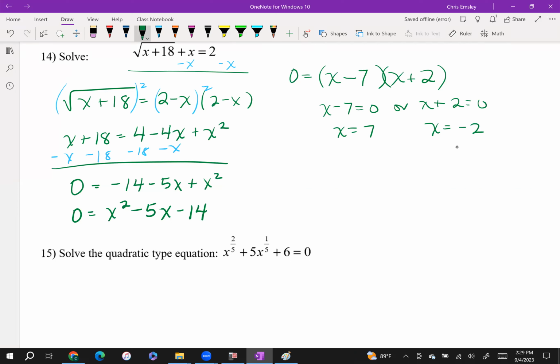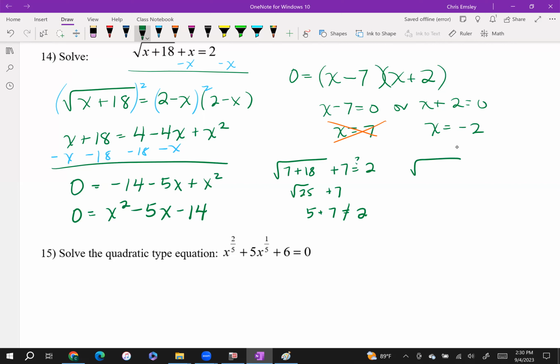Just like the last one, we need to check these, okay? Especially when you get 2 solutions, you need to make sure you check them. So is the square root of 7 plus 18, plus another 7, equal to 2? Well, 7 plus 18 is the square root of 25. Square root of 25 is 5, and 5 plus 7 is definitely not equal to 2. So this is not one of our answers. That's what we call an extraneous solution. We would not want to report that.